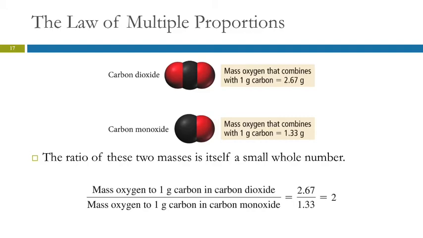And I can't think of any other compounds between carbon and oxygen off the top of my head, but if there were, and you did the same process with them and did ratios, you'd end up with small whole numbers. Any questions about that? What this number 2 is telling me is that this compound has twice as many oxygen atoms as this one.